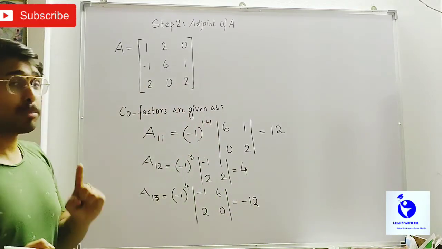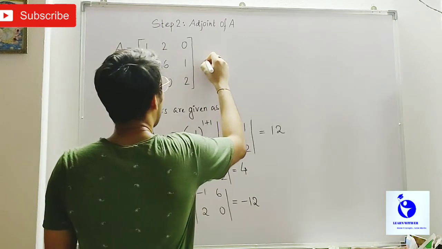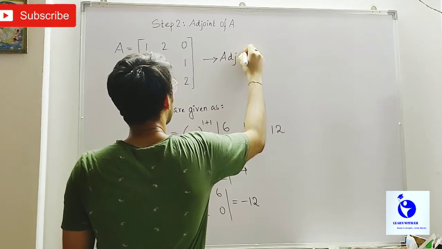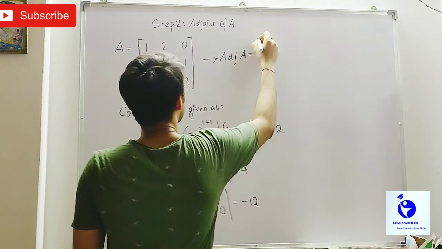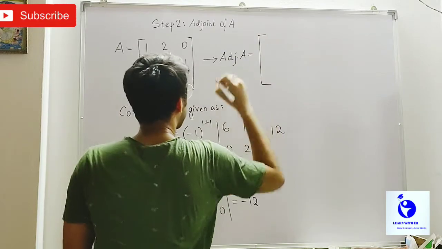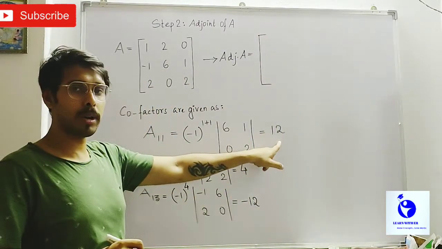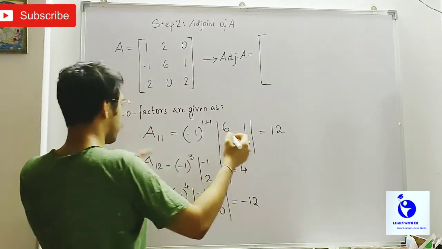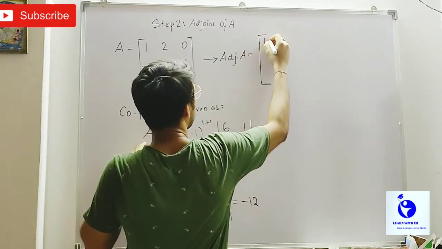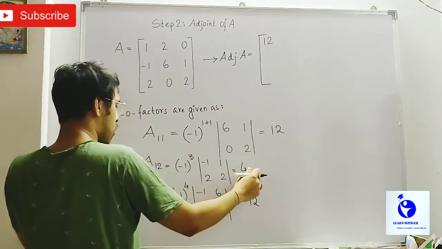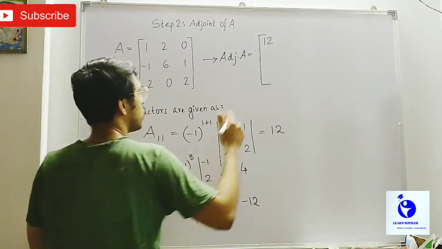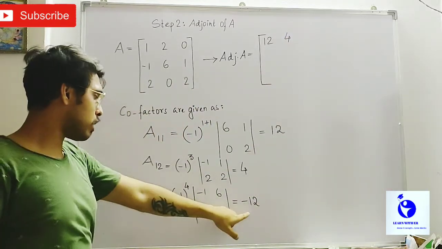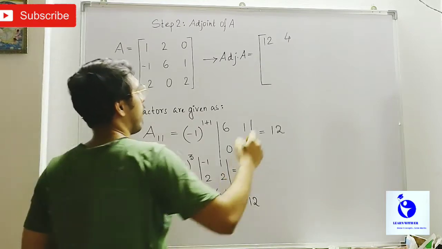Okay, one more thing, side by side, I am also writing the newly formed matrix so that I don't have to write it again and again. So once I found out a particular number, I am going to write it on the matrix over there. So 12 I had found out for the first element, so here I will write 12. 4 I found out for the second element in the first row, so I will write 4 here.